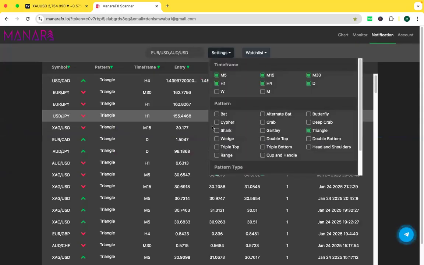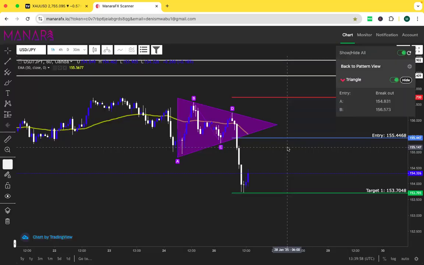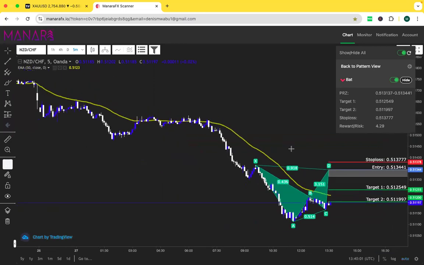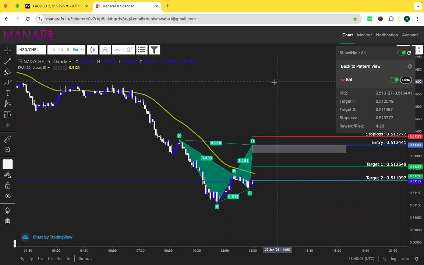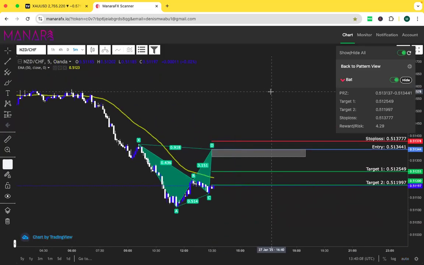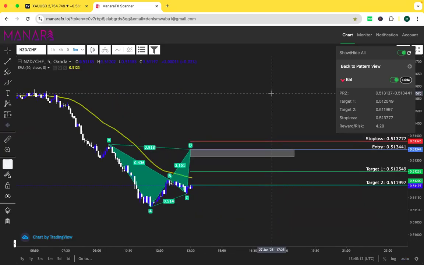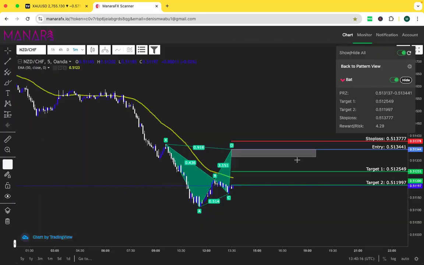For example, if you're a smart money concept trader, you can always add the bat pattern. And when you add the bat pattern, you can see, for example on NZD, it will draw for you high quality supply and demand zones. So what you can do is just go and confirm the price action on your TradingView, and you can actually go and execute and take the trades.